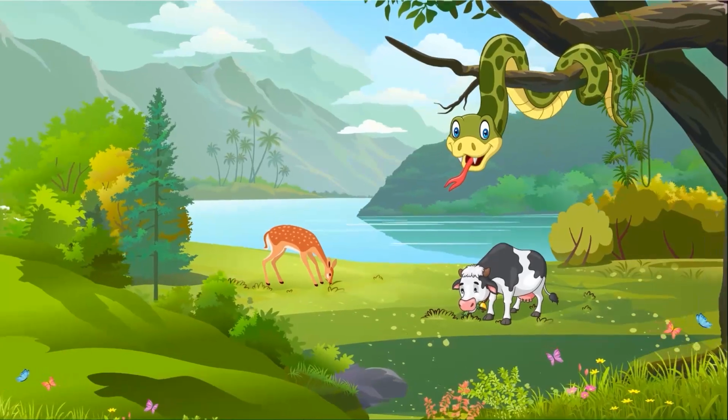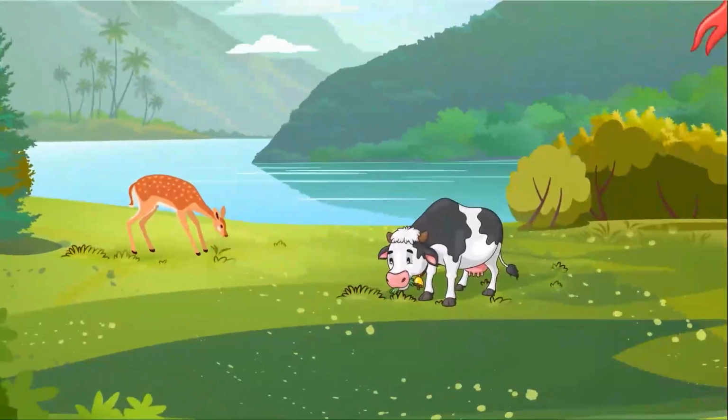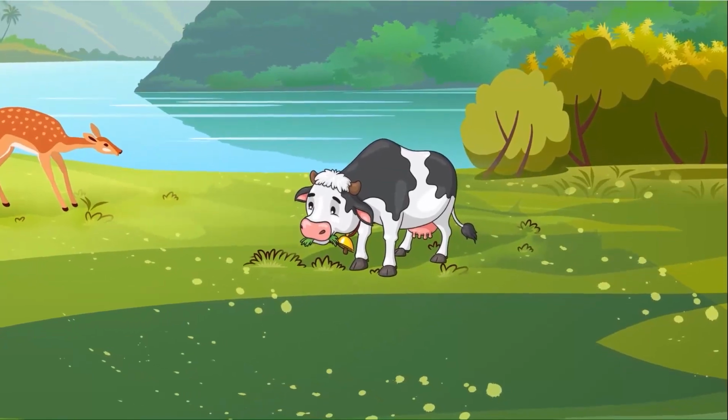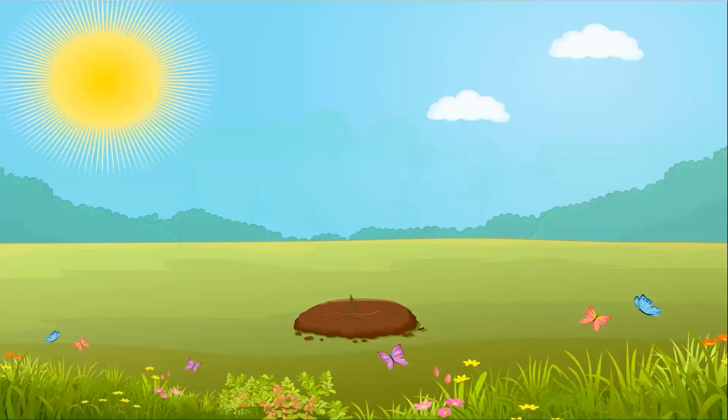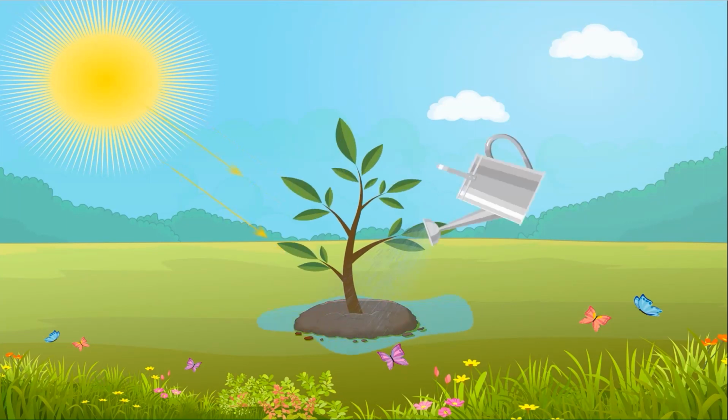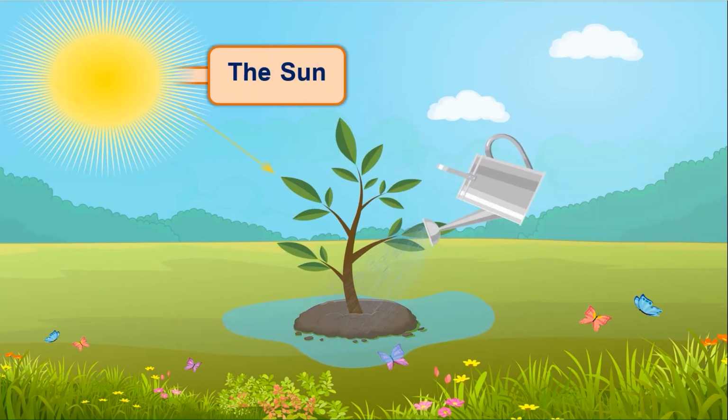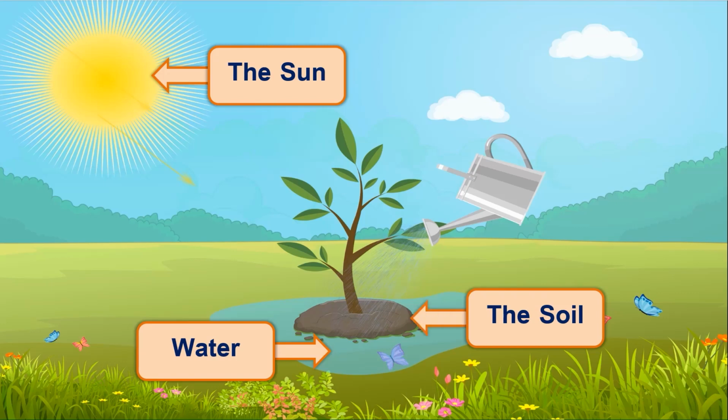All living organisms need energy in order to survive, and they get this energy from the food that they eat. Plants are organisms that make their own food by using sunlight, water, and minerals from the soil. They are known as producers.